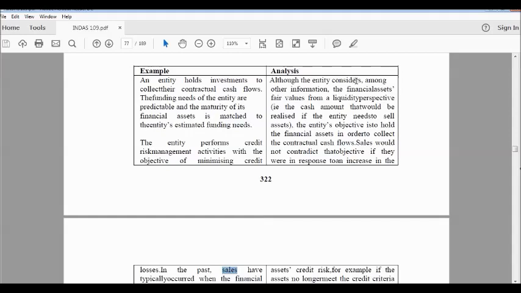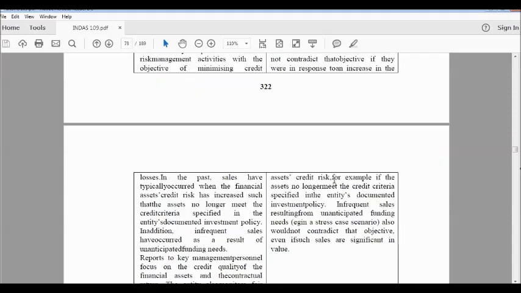Although the entity considers, among other information, the financial asset's fair value from a liquidity perspective, if the entity's objective is to hold the financial asset in order to collect the contractual cash flow, sales would not contradict that objective if they were in response to an increase in the asset's credit risk. For example, if the asset no longer meets the credit criteria specified in the entity's documented investment policy. Infrequent sales resulting from unanticipated fund needs also would not contradict that objective, even if such sales are significant in value.